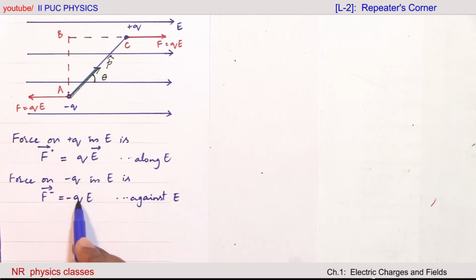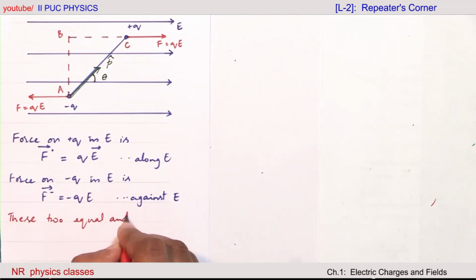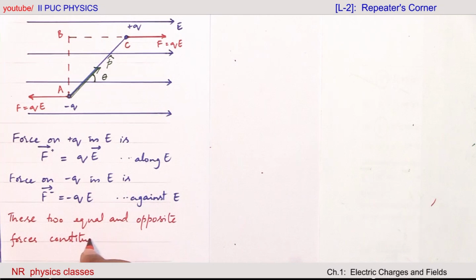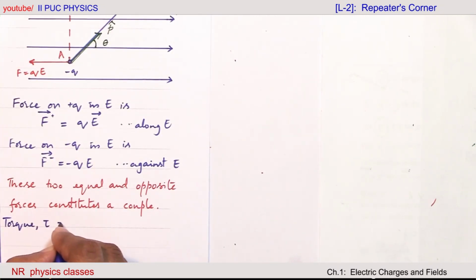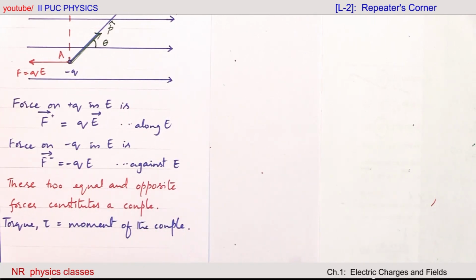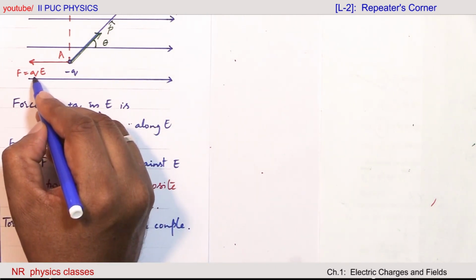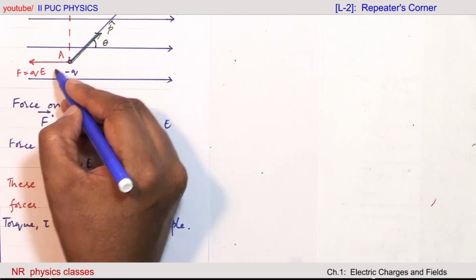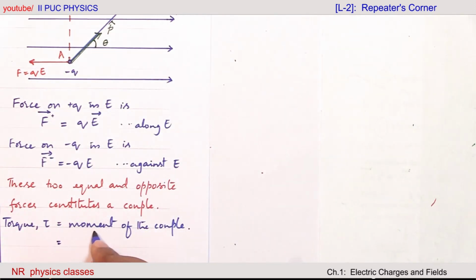These two equal and opposite forces constitute a couple. Therefore, torque is tau, moment of the couple. Moment of the couple is force into perpendicular distance. Magnitude of each force is Q into E. Shortest distance between the forces is AB. So, force into perpendicular distance.